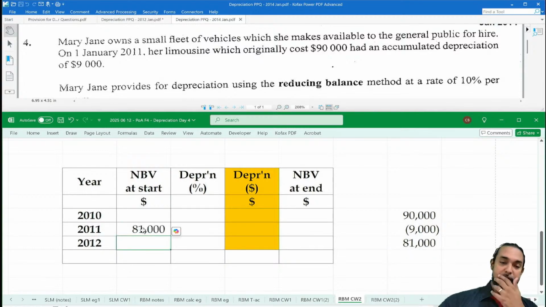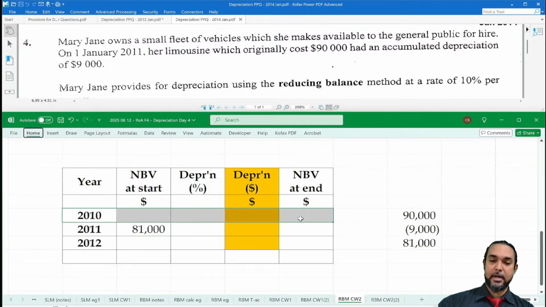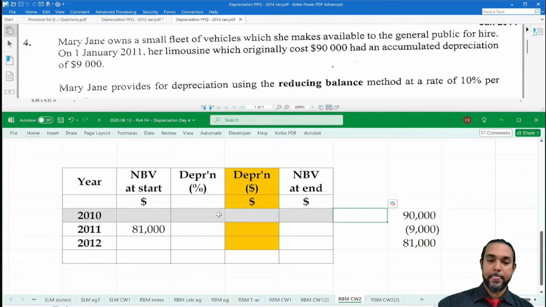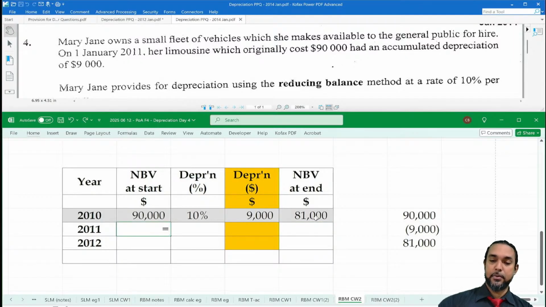Interestingly enough, even though they didn't ask for it, I'm just going to put it for the sake of illustration. We bought the asset at 90,000. We depreciated it at 10%. 10% of 90 is 9. So when we subtract 9 from 90, what do we get? 81. And the balance at the end of year 1 becomes the balance at the start of year 2.